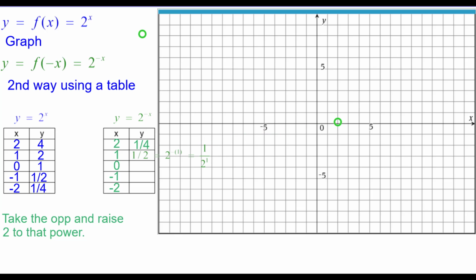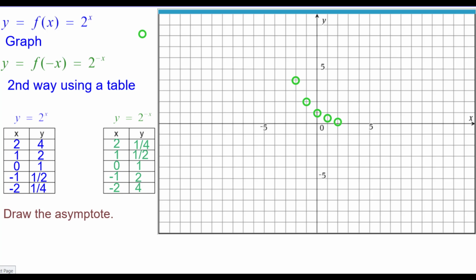Take the opposite of 1 is negative 1, raise 2 to that power. 2 to the negative 1 is 1 over 2 to the positive 1, which is a half, so 1 comma a half. 2 to the 0 is 1, so 1 over 1 is 1, 0 comma 1. The opposite of negative 1 is positive 1, so that's 2, negative 1 comma 2. And the opposite of negative 2 is positive 2. 2 squared then is 4, negative 2 comma 4.